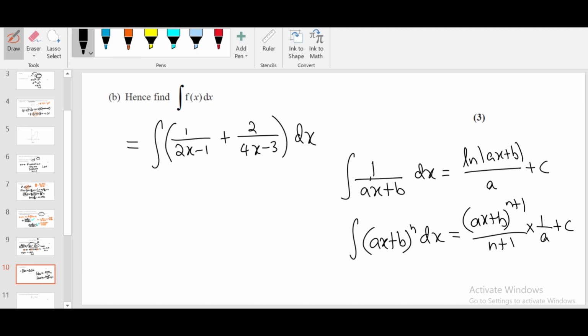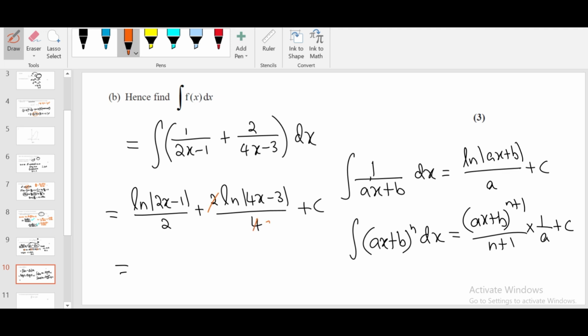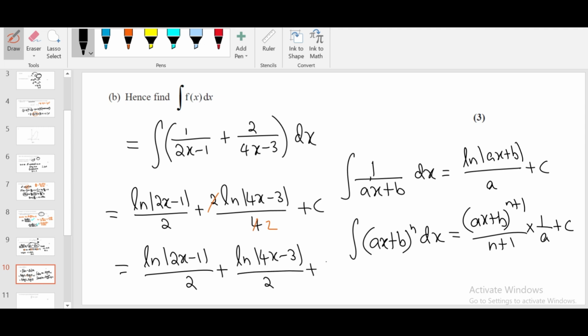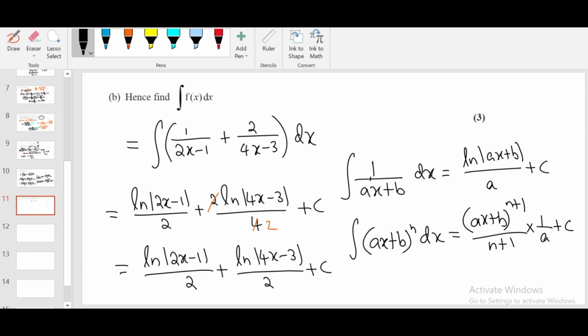So the first one becomes ln modulus 2x minus 1 divided by 2, plus 2 ln modulus 4x minus 3 divided by 4, plus c. So you cancel the 2 and 4. This becomes 2. So write one more step: ln modulus 2x minus 1 divided by 2, plus ln modulus 4x minus 3 divided by 2, plus c. That's the answer. Again, another 3-mark question. Let's move on to part C of the question.